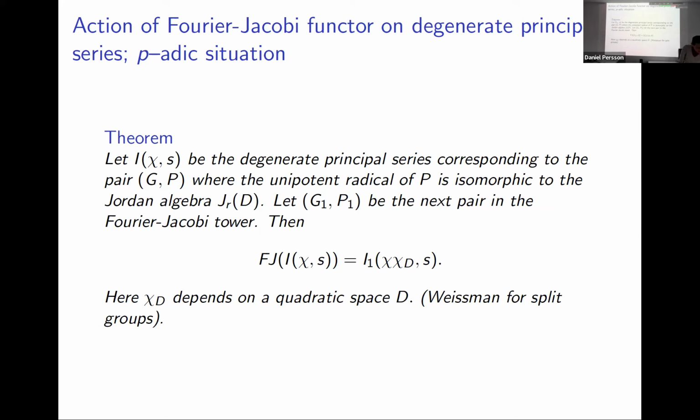Let me continue. I just had a quick question before you go. So this is a local theorem, and so there's an obvious guess for a global theorem where you take the Fourier-Jacobi coefficient of an Eisenstein series, and then you get an Eisenstein series on a different group. Is that correct? Right. Okay, good. Perfect. Great.